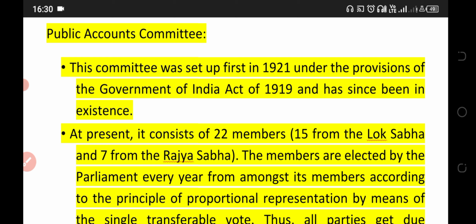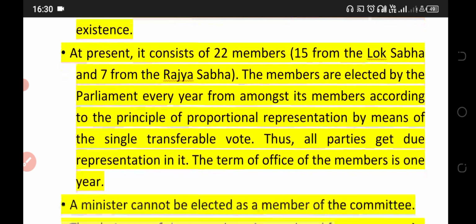First in 1921 under the provisions of the Government of India Act 1919 and has since been in existence. At present, it consists of 22 members, 15 from Lok Sabha and 7 from Rajya Sabha. The members are elected by the Parliament every year from among its members according to the principle of proportional representation by means of single transferable vote. Thus, all parties get due representation in it.